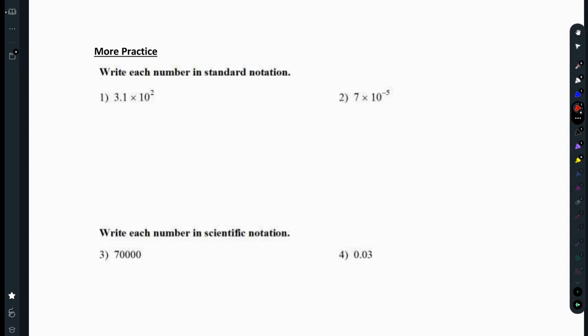So we're writing the first number in standard notation. Basically, you're going to do 3.1 and move the decimal 2 places to the right. 1, 2. Next, 7 times 10 to the negative 5. So we have 7 point right now, right? We're going to move it to the left. 1, 2, 3, 4, 5.